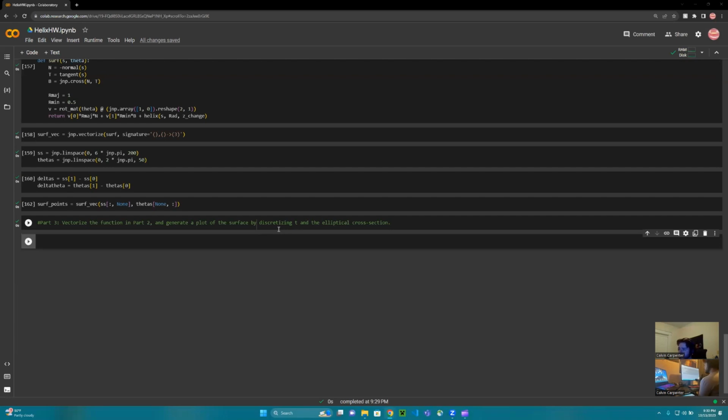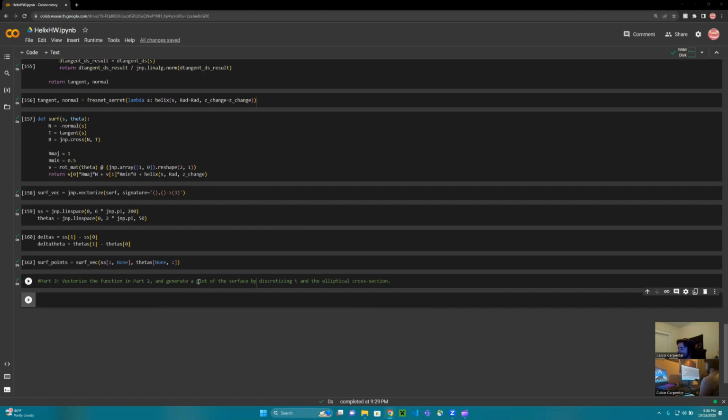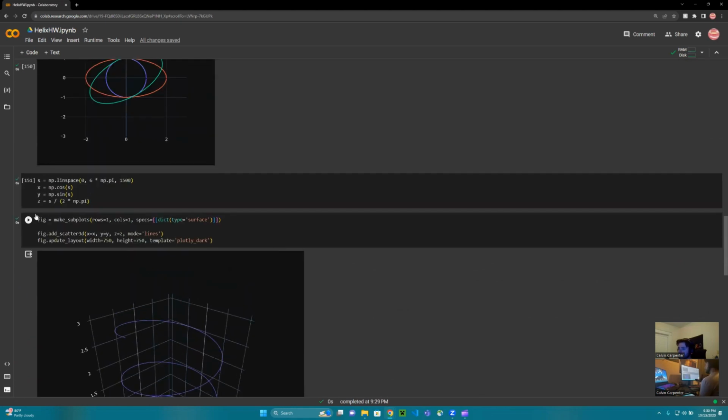So part 3 of this assignment is to vectorize the function in part 2 and generate a plot of the surface by discretizing T and the elliptical cross section. So from part 2, we have a function that gives us points on the surface. So now, let's start off with this guy here.